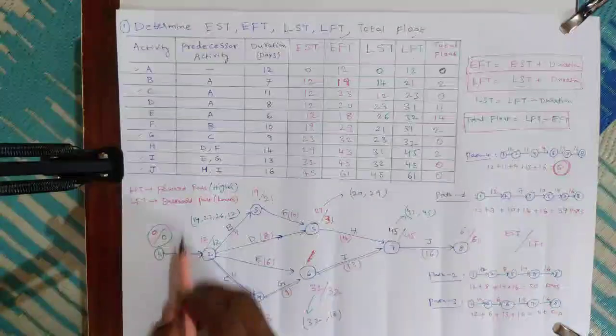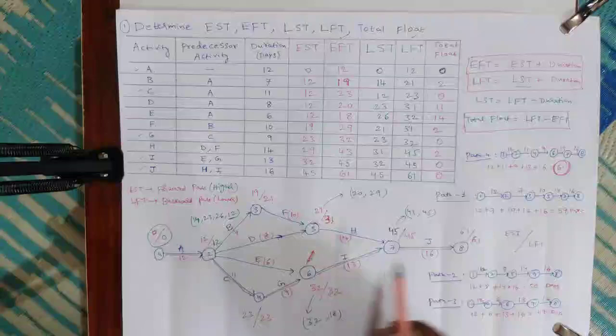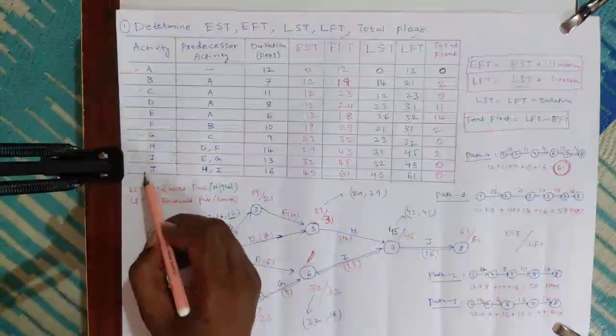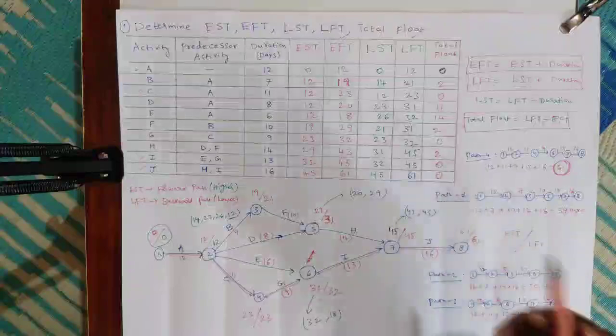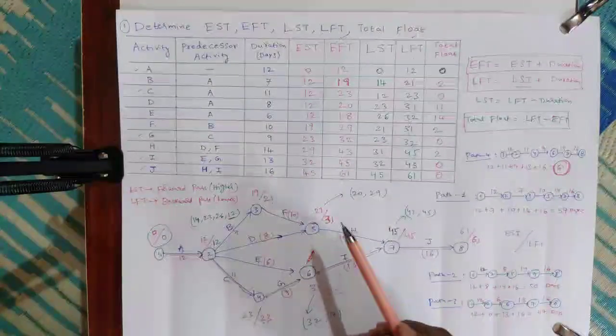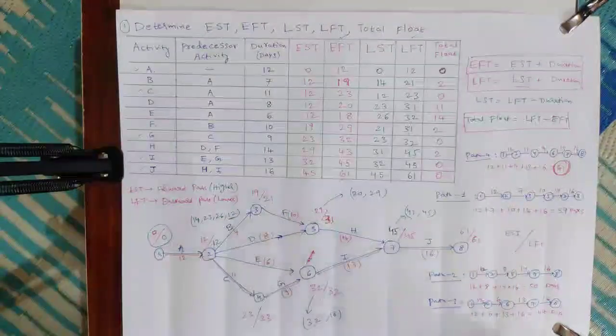Okay, see here, A, C, G, I, J. This is the critical path, and these are the critical activities. For critical activities, total float is 0. In this manner, we need to solve this problem in order to find out EST, LST, LFT and the total float.